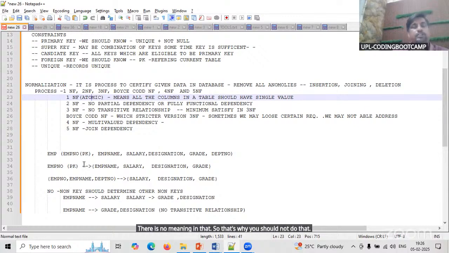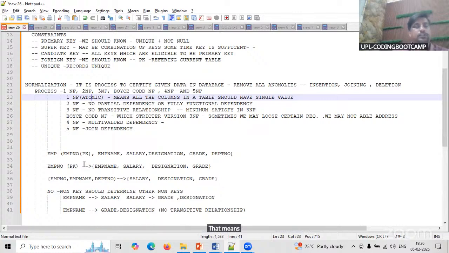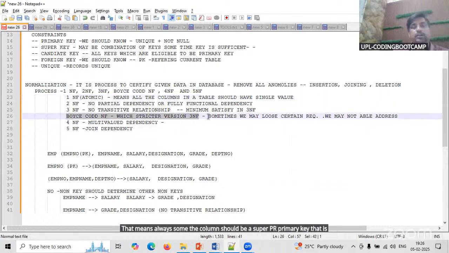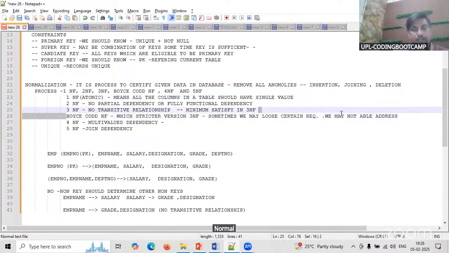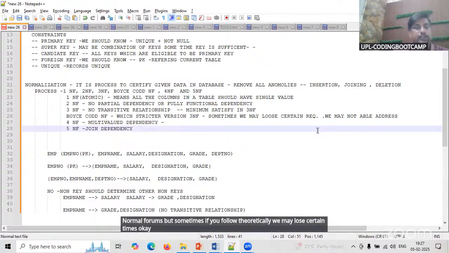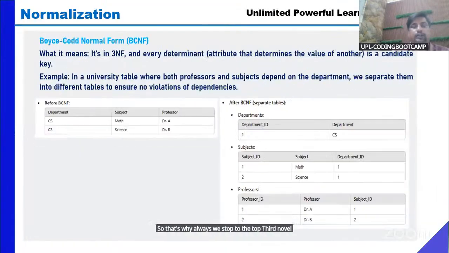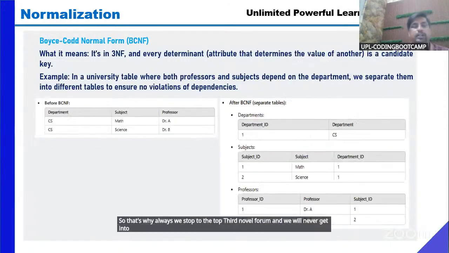Boyce-Codd normal form is a stricter version of third normal form. That means always some column should be a super key or a primary key. That is called Boyce-Codd normal form. But sometimes if you follow it theoretically, in certain tables we may not be able to achieve it. So that's why we always stop at third normal form and do not get into Boyce-Codd normal form.